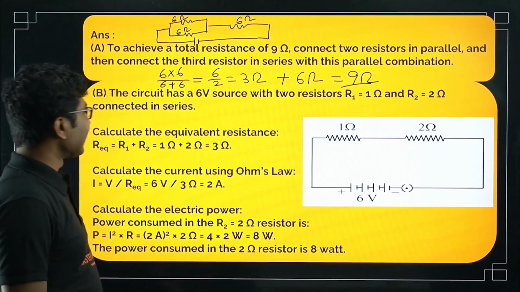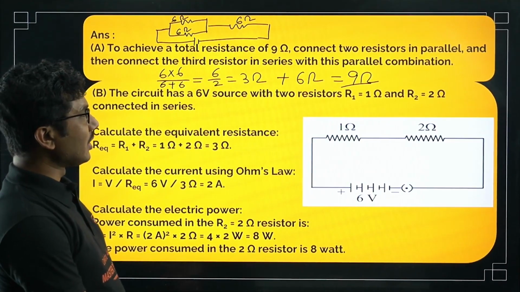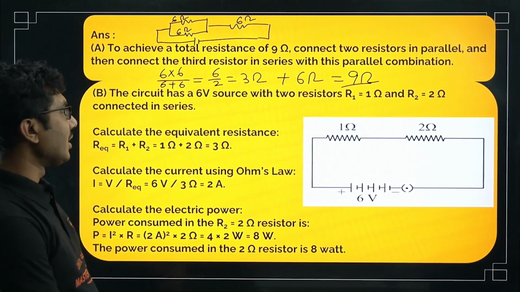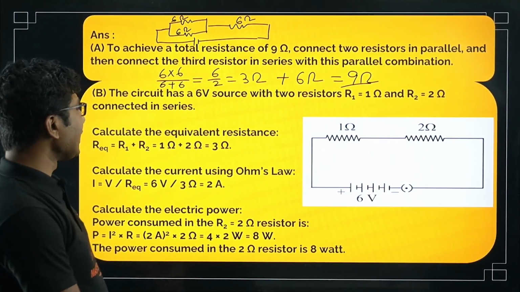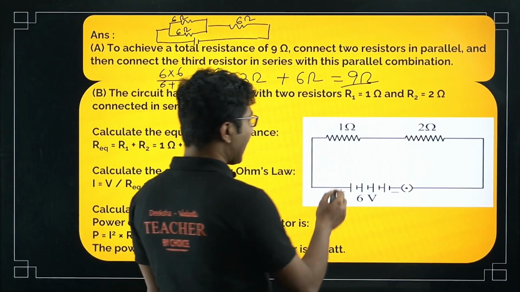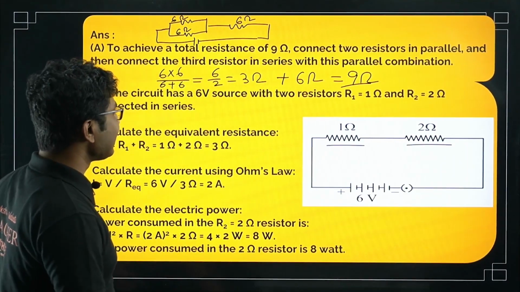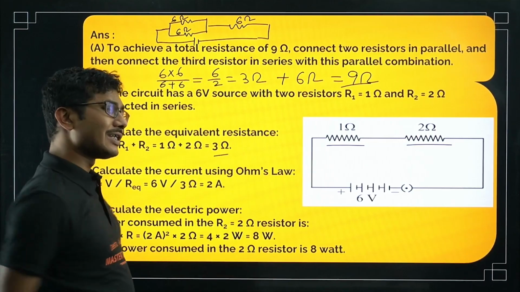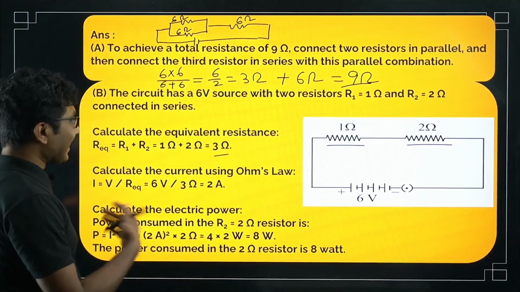Obviously the circuit has a 6 volt source with 2 resistors, R1 equal to 1 ohm and R2 equal to 2 ohm connected in series. Calculate the equivalent resistance. So here we have a 1 ohm and a 2 ohm connected in series. What is the total resistance? Very simple, series connection, 1 plus 2, 3 ohm.